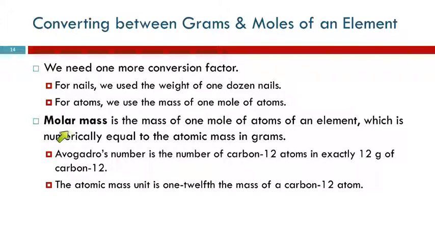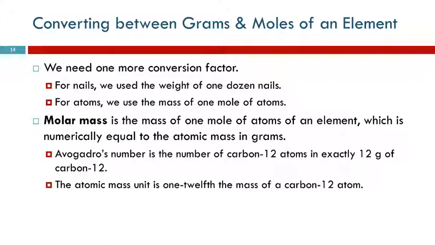So the molar mass is the mass of 1 mole of atoms of an element. So molar mass is the mass of a mole. It's numerically equal to the atomic mass. Atomic mass is the mass of an atom. What unit do we use to measure the mass of a single atom? AMU, atomic mass units. So that number is on the periodic table, right?